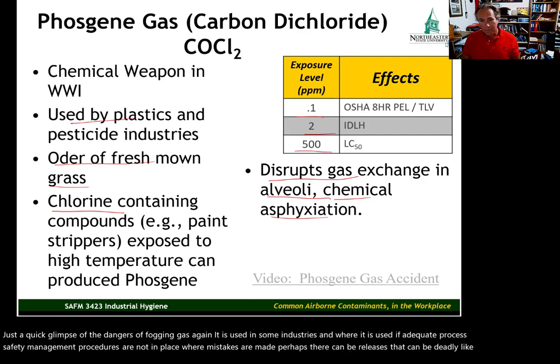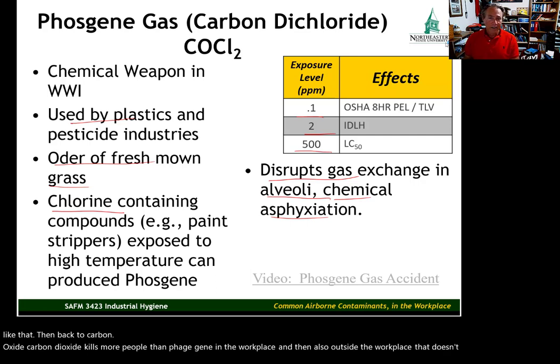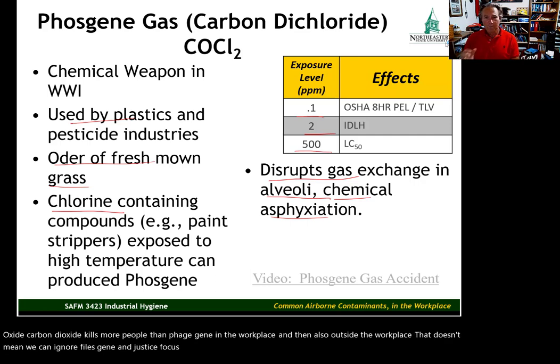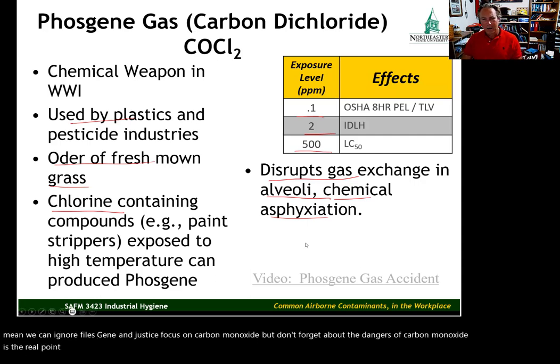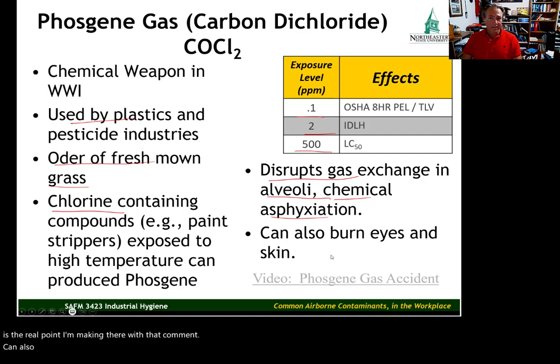Again, back to carbon monoxide. Carbon monoxide kills more people than phosgene in the workplace and also outside the workplace. That doesn't mean we can ignore phosgene and just focus on carbon monoxide. But don't forget about the dangers of carbon monoxide is the real point I'm making with that comment. Phosgene can also burn eyes and skin. Again, it's a chemical asphyxiant, but it can also affect other organs and organ systems of the body on contact.